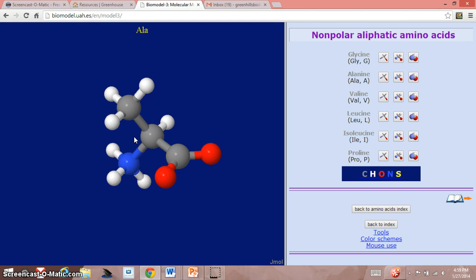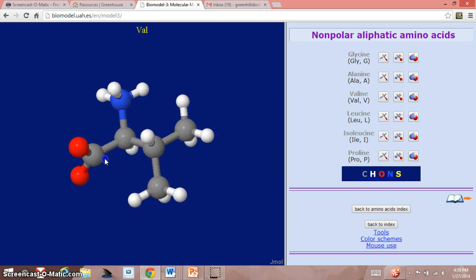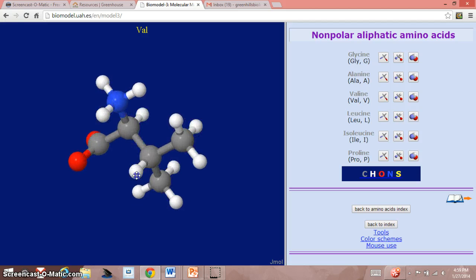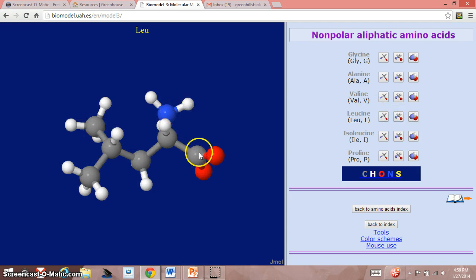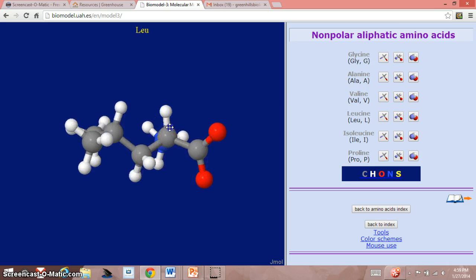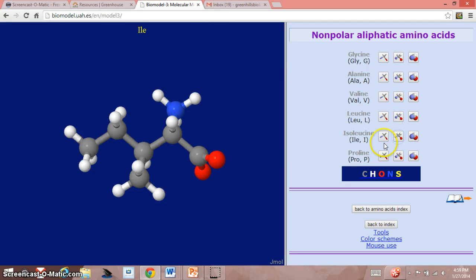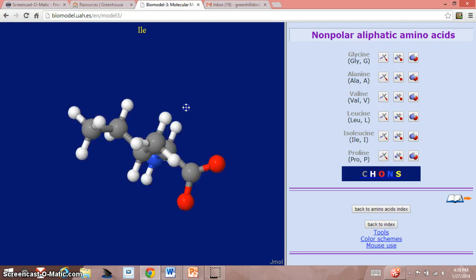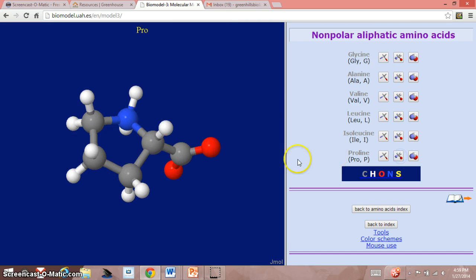And let's click on each of the remaining amino acids in this group. All right, there again, amino group, carboxyl group. Look at the atoms in that R group. We'll look at leucine: amino group, carboxyl group, central carbon, and then look at all of these atoms. We'll look at isoleucine: amino group, carboxyl group, central carbon. Look at those atoms. And proline.